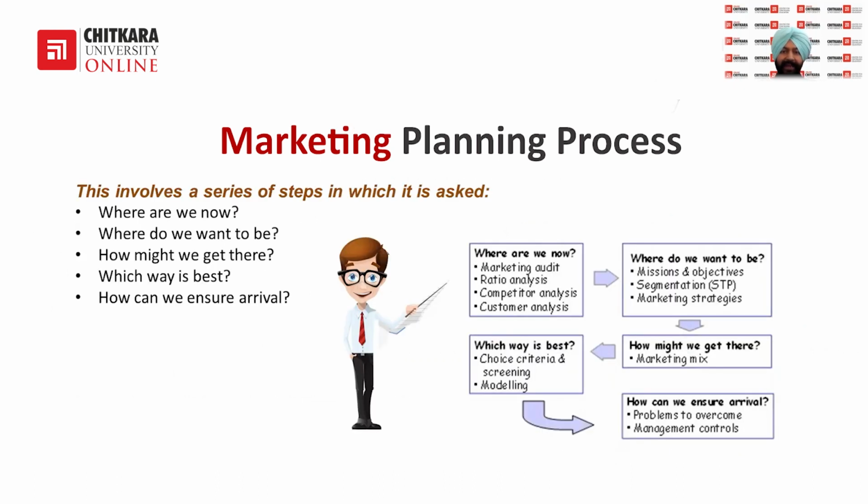The marketing planning process involves a series of steps. They need to say where are we now. So there are a lot of marketing audits being done, and a lot of mystery audits at service level. They try to find out where they have reached. Are they on the right track or not? So there's ratio analysis, trying to understand the financial health of the organization through the financial statements.